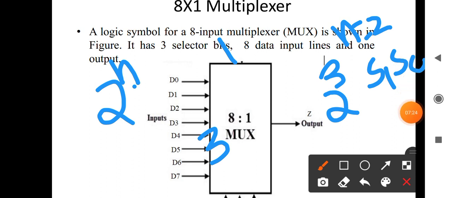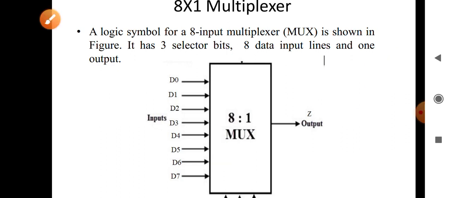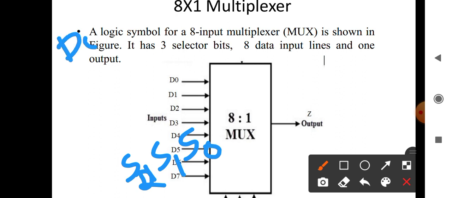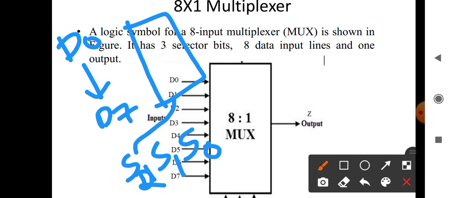Selector inputs as S1 and S0. For n equal to 3, we have 3 selector inputs: S2, S1 and S0, and we have the inputs D0 to D7, and only one output.